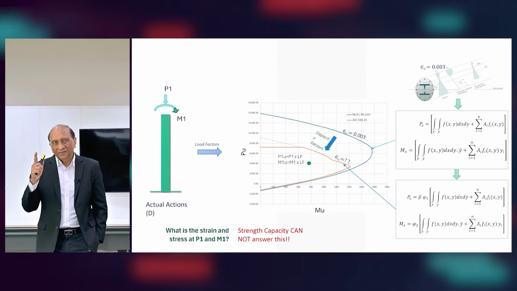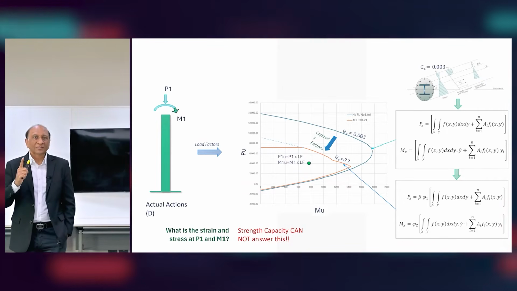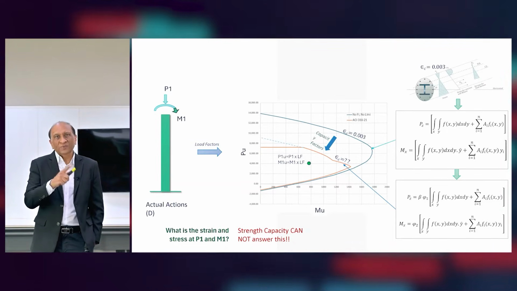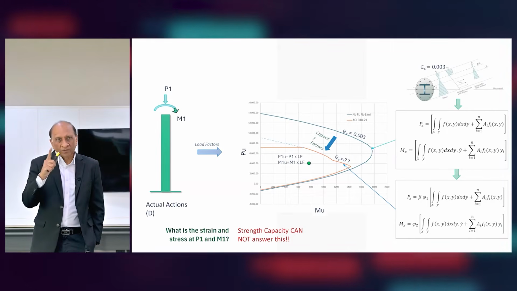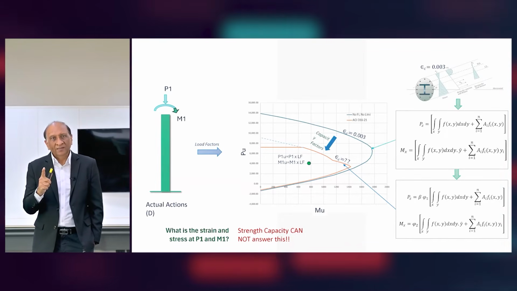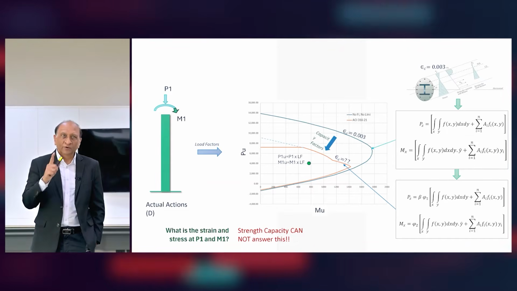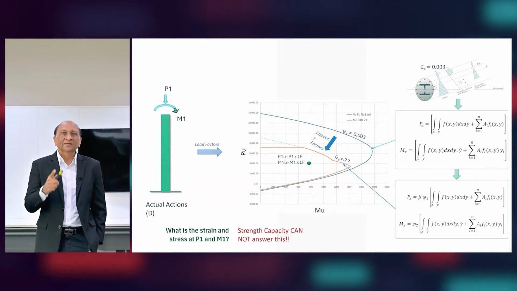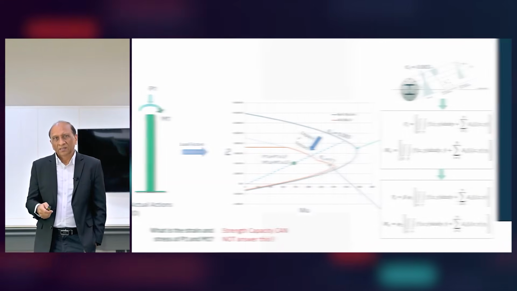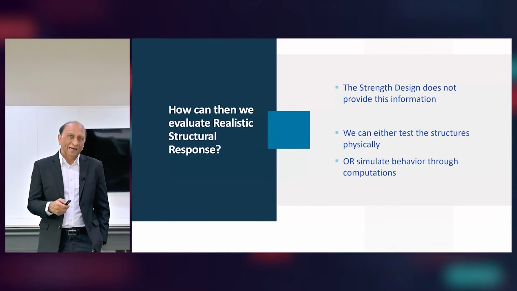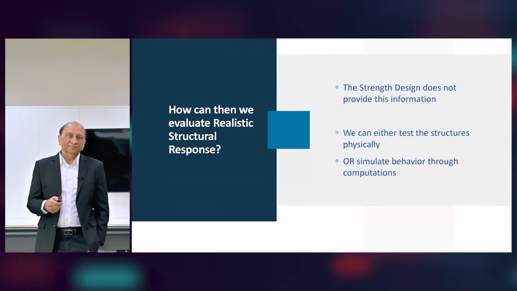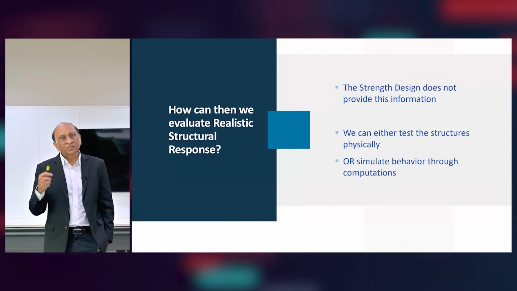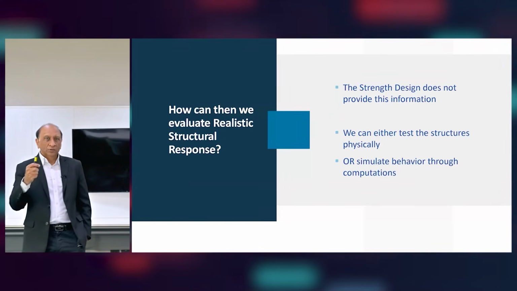So for evaluation of a structure, the strength equation does not give us any information, because it's based on an arbitrary orange line and arbitrary loading pre-multiplied by load factors. So for real load, real stress and strain information cannot be determined from this. So then how can we do that? We can either test the beam physically, that's one way, and measure all the strains, which is good, or we can simulate the behavior through computations. So let's look at that.